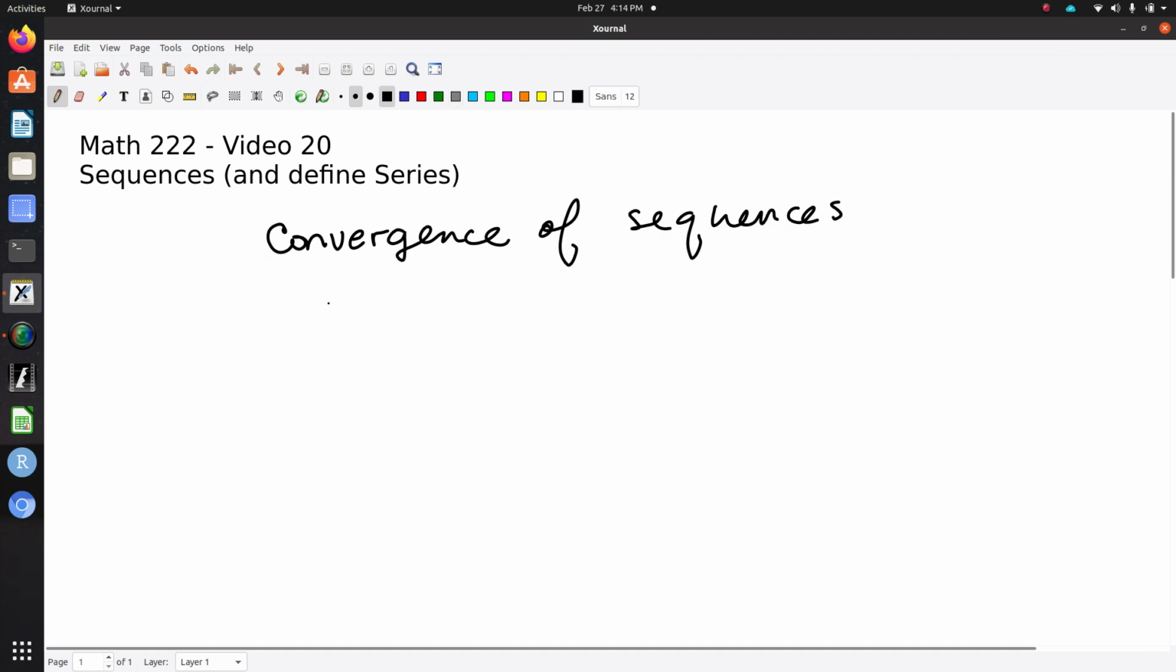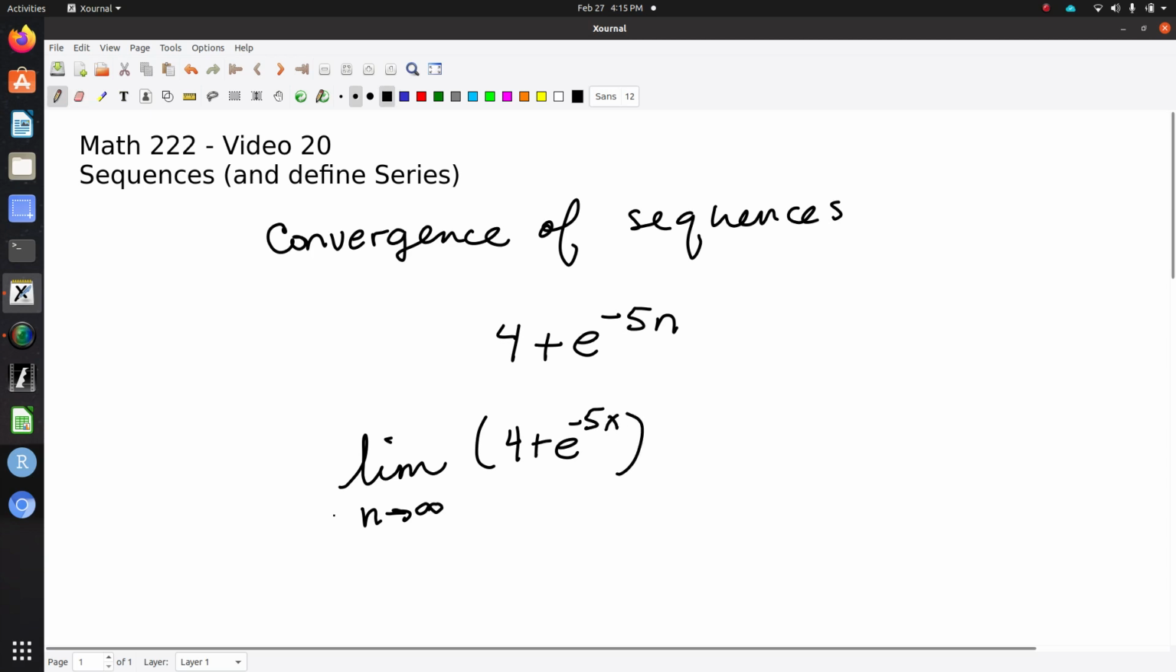Okay, so you have some questions in here about convergence of sequences. For example, I'm just going to make one up: 4 plus e to the minus 5n. Does that converge? So you just put that into a limit context. You say limit as n goes to infinity of 4 plus e to the minus 5n. If you don't like n's, you can use x's. I don't care. If it helps you visualize this and think of this as the function it is.